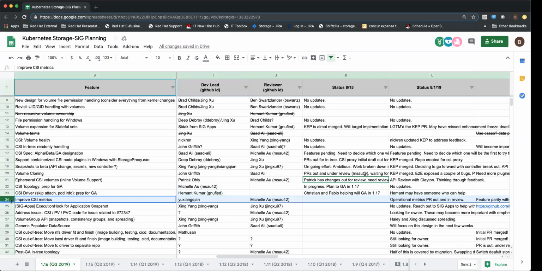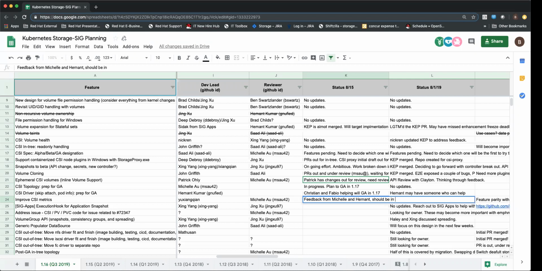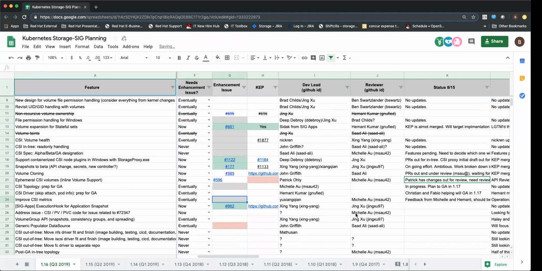All right. Improve the CSI metrics. Yeah, this is me. PR is still there. Collect some feedback from Michelle and Hema. I update PR. They're on it right now. They should be in by 1.16. It should be what by 1.16? Should be in 1.16. Okay, there's our CSI metrics.